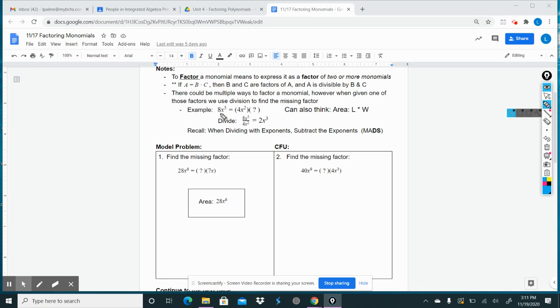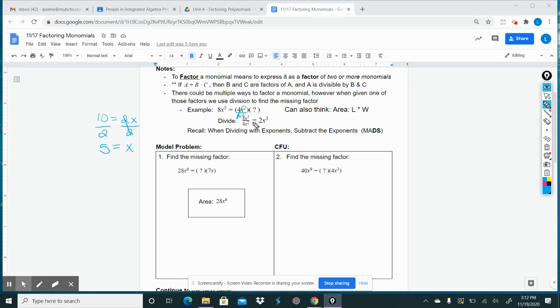Here we have an example of 8x to the fifth equals 4x squared times, here is our other factor, which is our unknown. It's kind of like when you do 10 equals 2 times x, where x is your unknown. When we're solving single step equations, when we're multiplying, the opposite of multiplication is division. So we divide both sides by 2. The 2's cancel on the left-hand side, and we're left with x is equal to 10 divided by 2, which is 5. So in our case, we're dividing both sides by 4x squared.